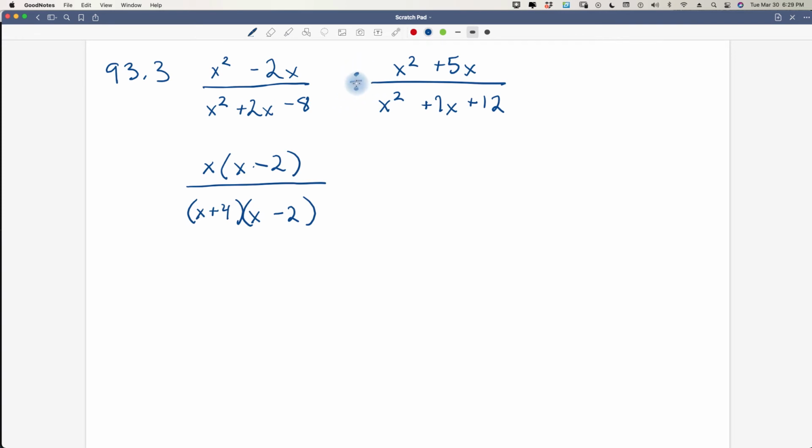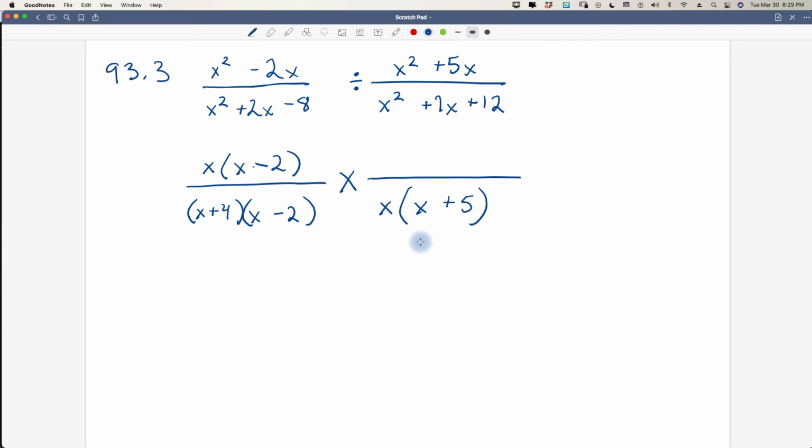So we're going to do keep it, change it, flip it. So we kept this just like it was. We're going to change this, and then we're going to flip this. So we are going to factor the top and the bottom. Okay? So we have the same thing here that we had here. So we're just going to take x out and put x plus 5.